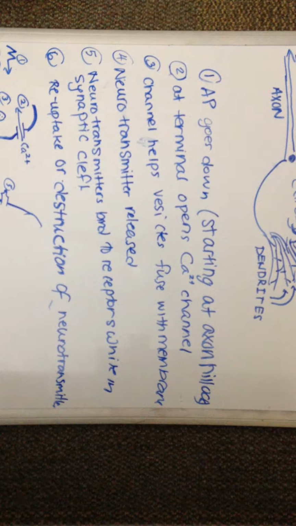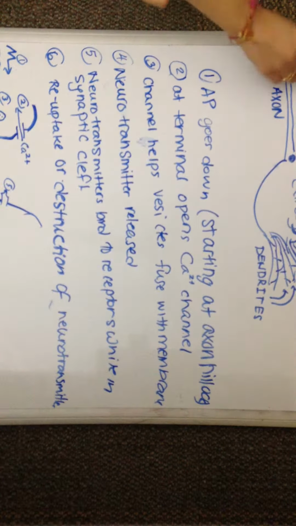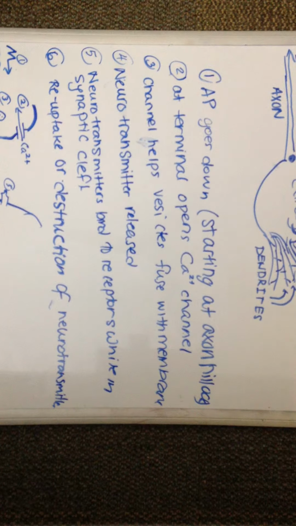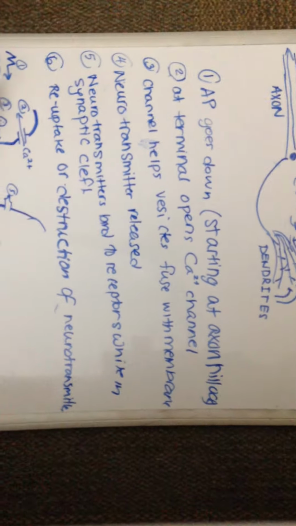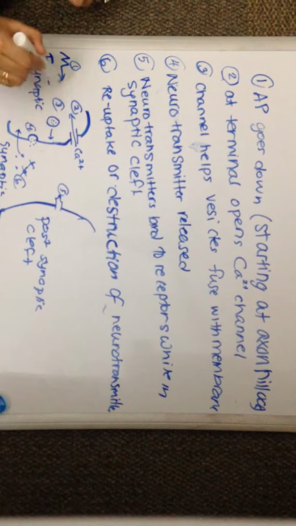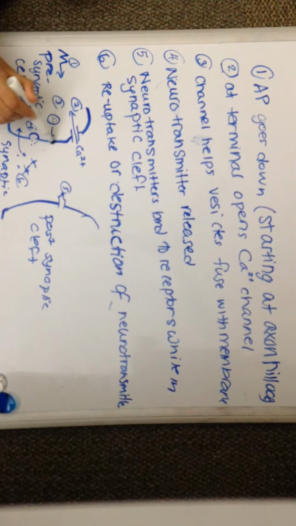At the terminal, this action potential is going to open calcium channels and let calcium flow in. The 3rd step is that calcium will help vesicles fuse with the membrane.